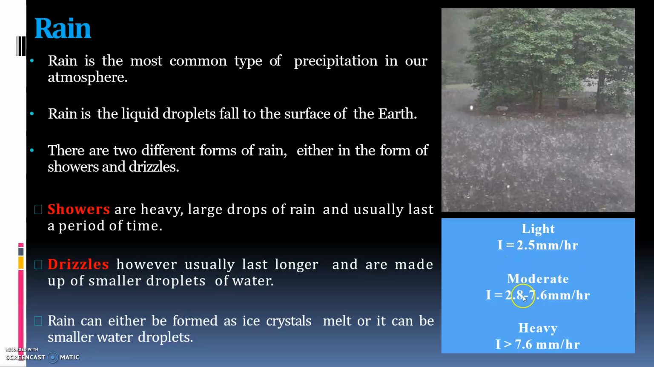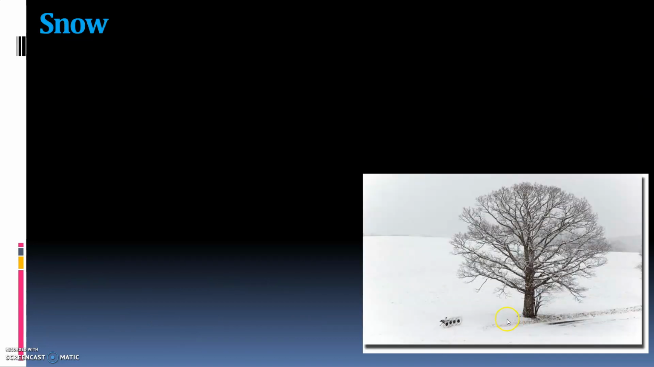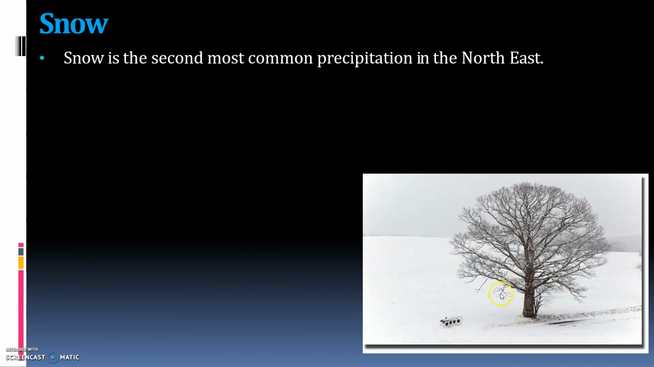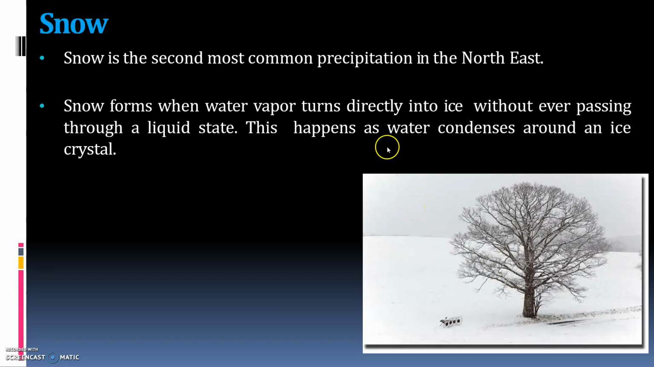If it is moderate, then it is 2.8 to 7.6 mm per hour. If it is heavy, it is greater than 7.6 mm per hour. Snow, as you can see here, is the second most common precipitation in the northeast.